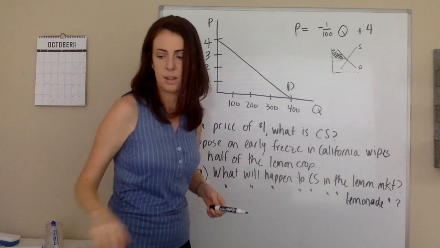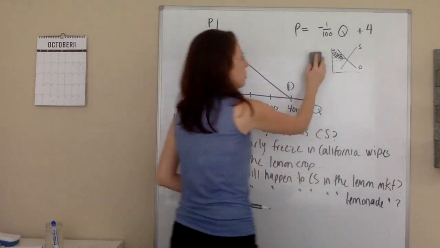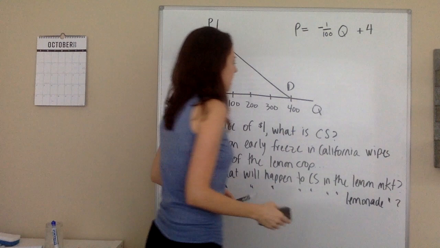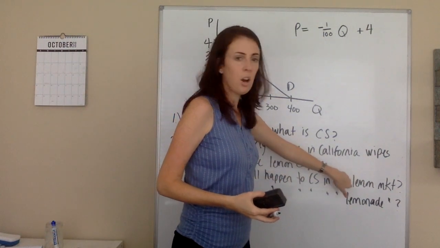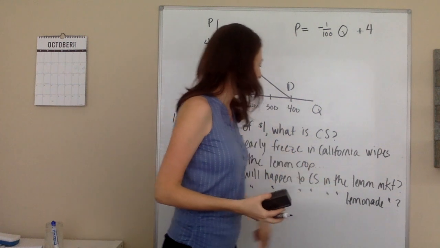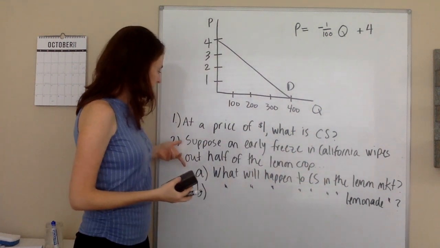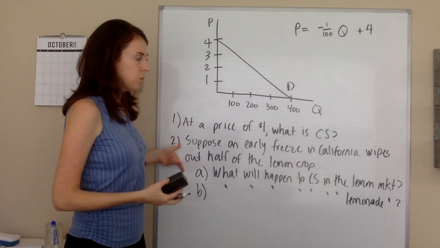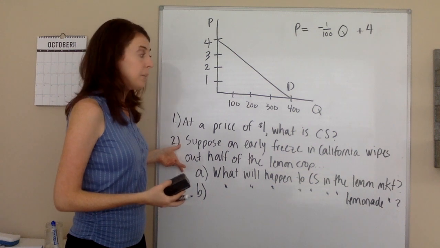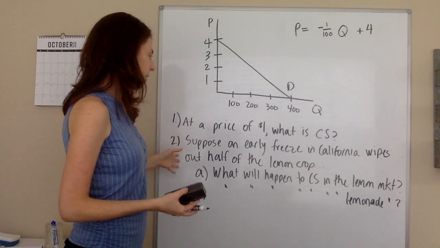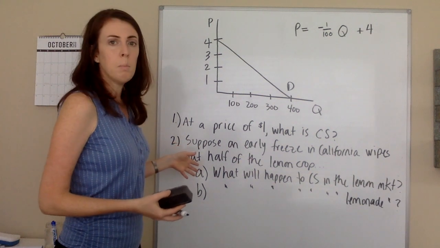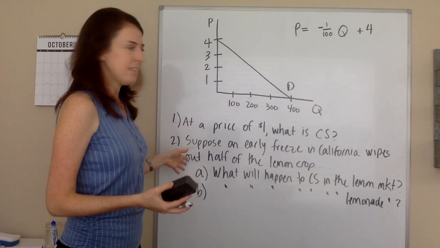Okay, the second part of this, which will get you thinking a little bit more deeply, is let's now think about the lemonade market. As a hint, lemons are an input for lemonade. So now let's think about what this same circumstance would do to the consumer surplus in the lemonade market. We still have this early freeze in California. It wiped out half of the lemons. Okay, think about what that's going to do.